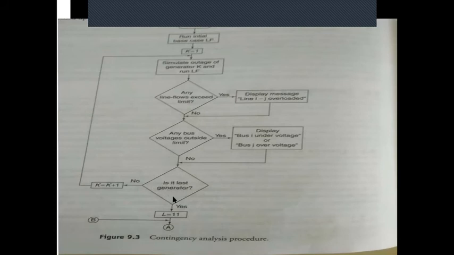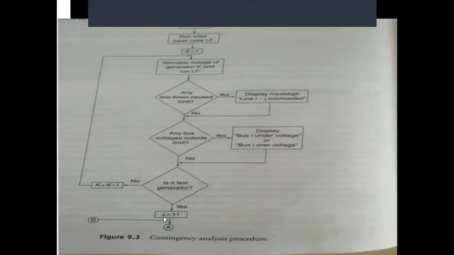Is it the last generator? If yes, then we go to transmission line outage and do the analysis. Otherwise, we increment K equal to K plus 1. Earlier K was 1, now K becomes 1 plus 1 equal to 2. That means the second generator will be out of service. So we are simulating the outage of the second generator, and a similar thing will be done. This loop will be continued until all the generators are completed. After the last generator, we go to the contingency analysis for transmission line outage.